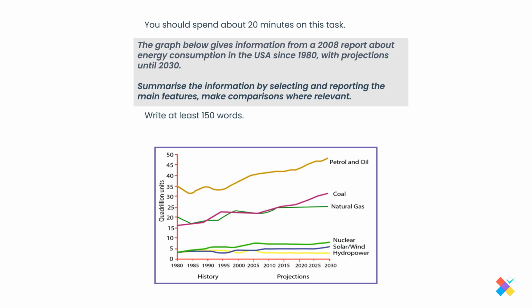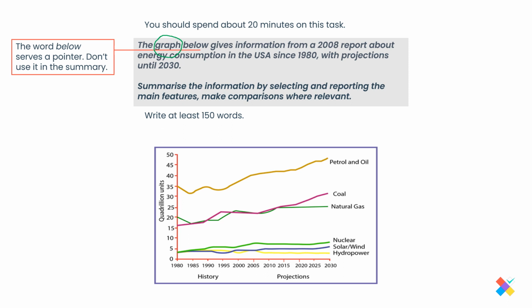So this is the question, and most of it remains the same. You have to spend about 20 minutes on the task. Again, the graph below, as you can see here, doesn't mention the name. Well, in your summary, you're going to specify the name, the line graph, and it gives information from a 2008 report since 1980 with projections until 2030.